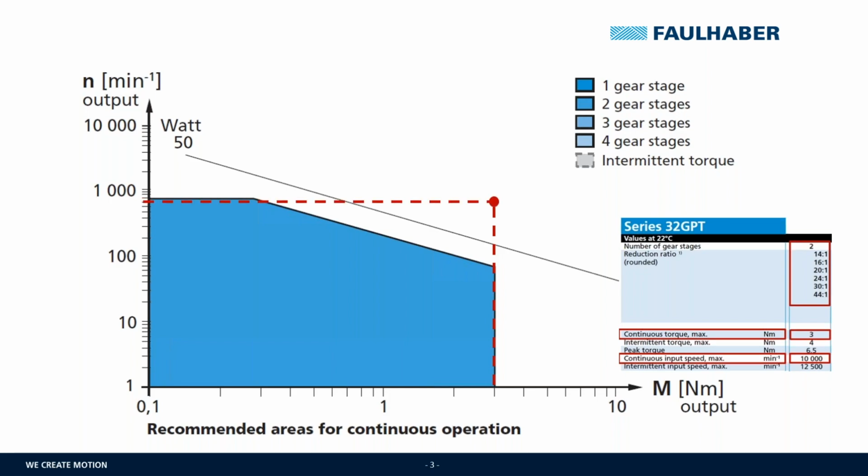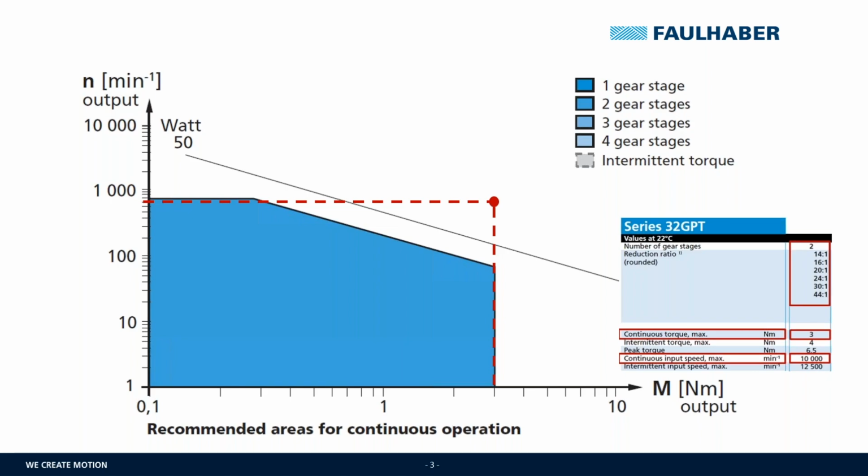Can I run this gearhead in continuous operation at this working point that is outside the recommended area? Theoretically, yes, but what will happen? The gearhead won't be able to dissipate the heat generated by the internal friction. The lubricant will dry, therefore the lifetime of the product will drop. We do not recommend to run the gearhead when the working point is outside this area.